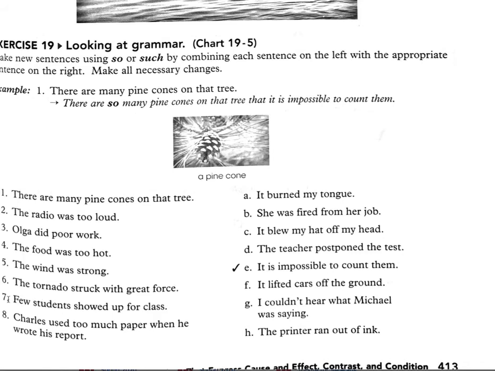Number 7. Few students showed up for class. Here's few, an expression of quantity, so I'm going to use so. So few students showed up for class that, letter D, the teacher postponed the test. Again, so few students showed up for class that the teacher postponed the test.